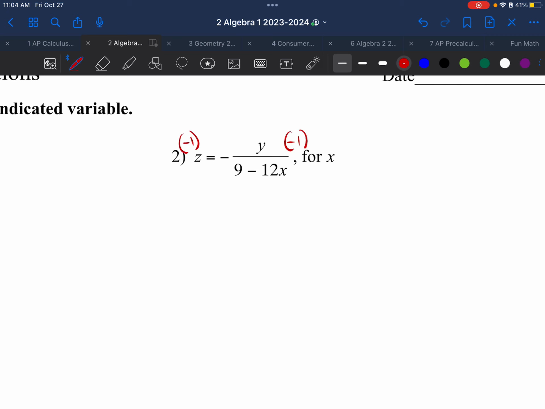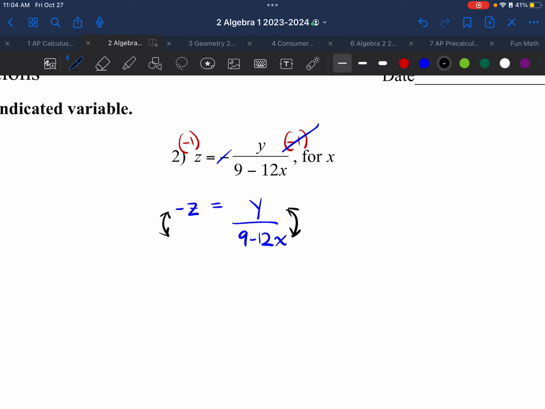When I do that, this -1 and that negative cancel out because a negative times a negative is a positive. And on the right side, now I'm left with y over 9 minus 12x. And on the left-hand side, I have a negative z. All right, so from here, what do I want to do? I want to flip the fraction. So let's go ahead and say I'm going to take the reciprocal of the right side, and that means I need to take the reciprocal of the left side.